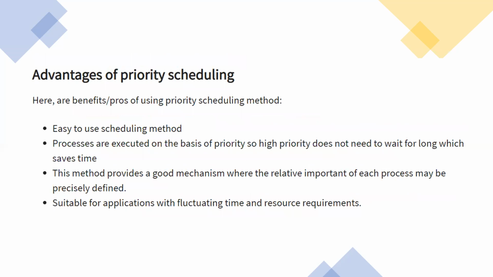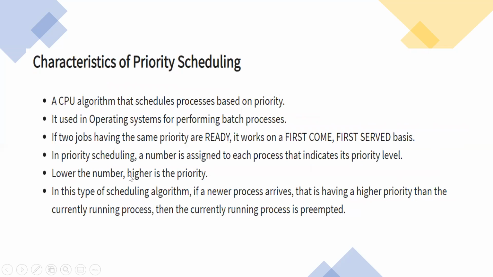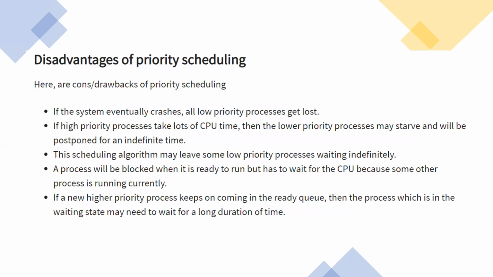A while ago, I mentioned this one: the lower the number, the higher is the priority. So it depends upon your professor. If your professor says that the higher number will be the priority, then you need to obey the instruction and always clarify with your professors.